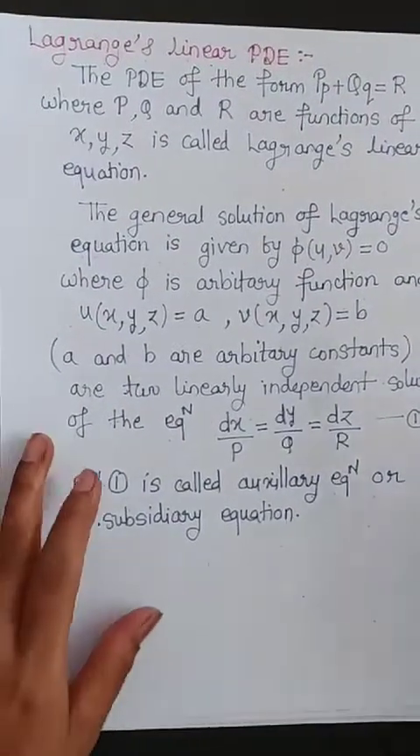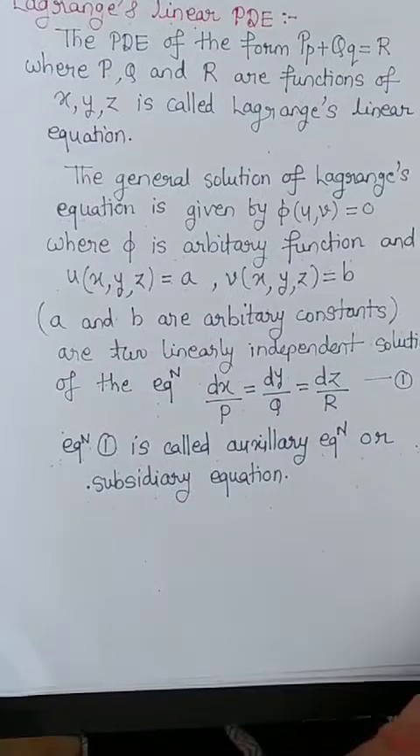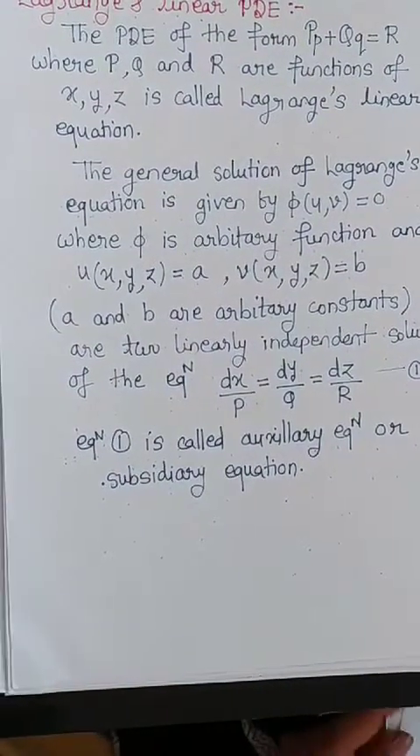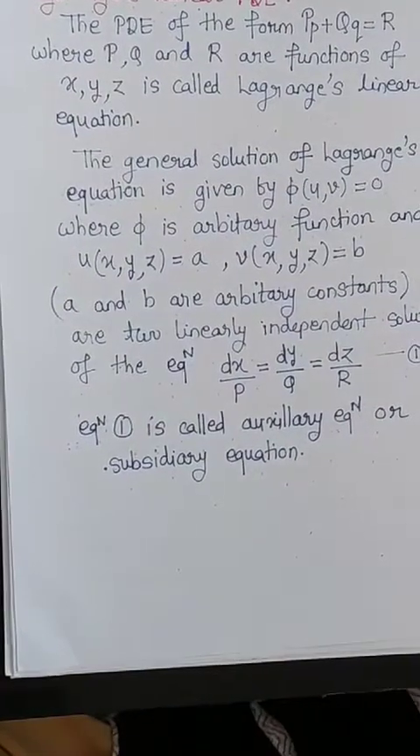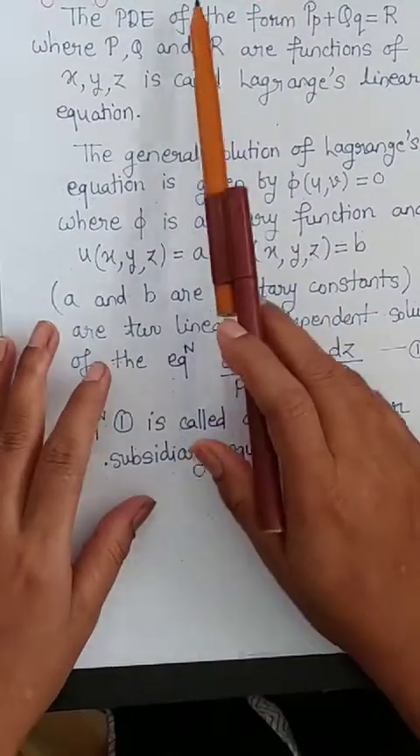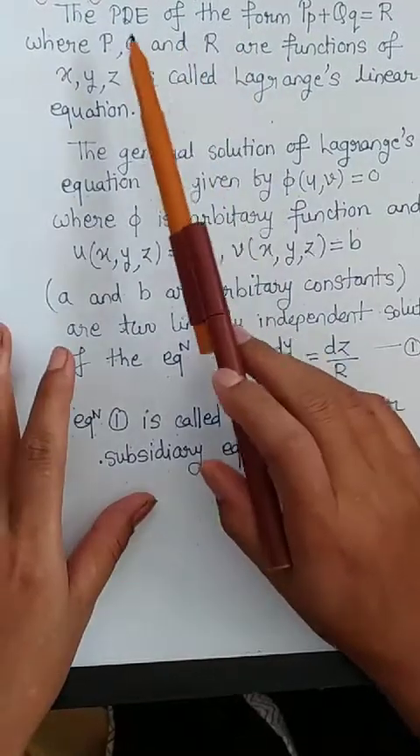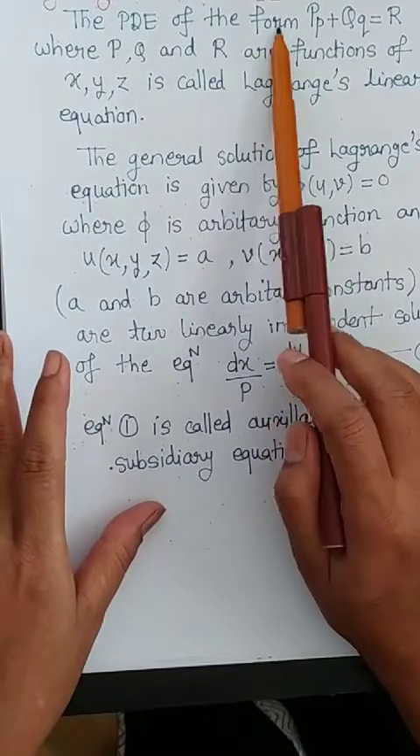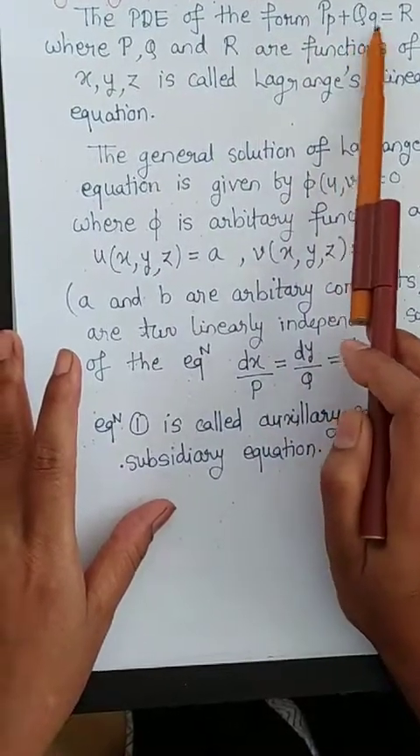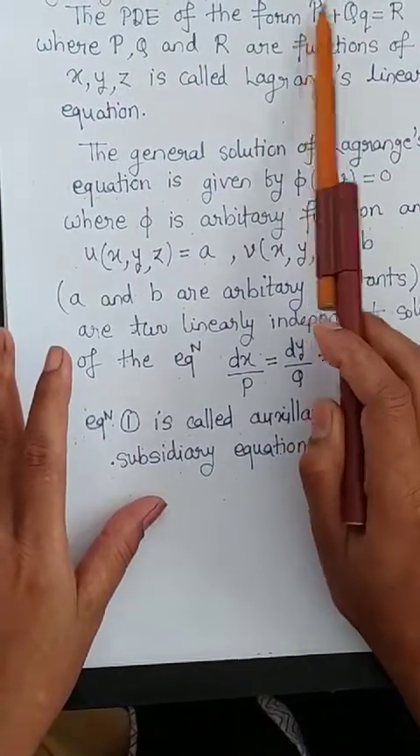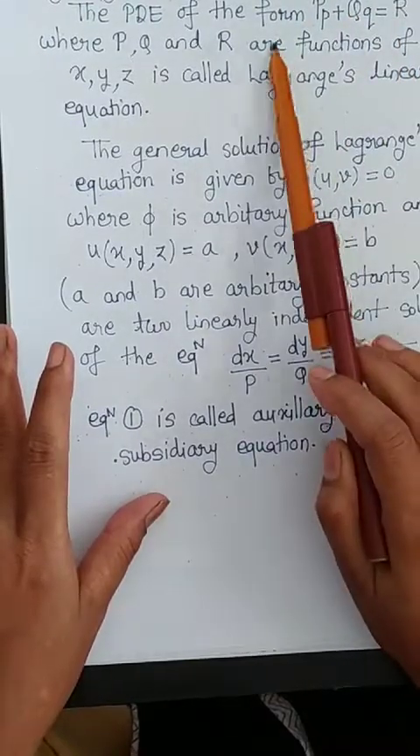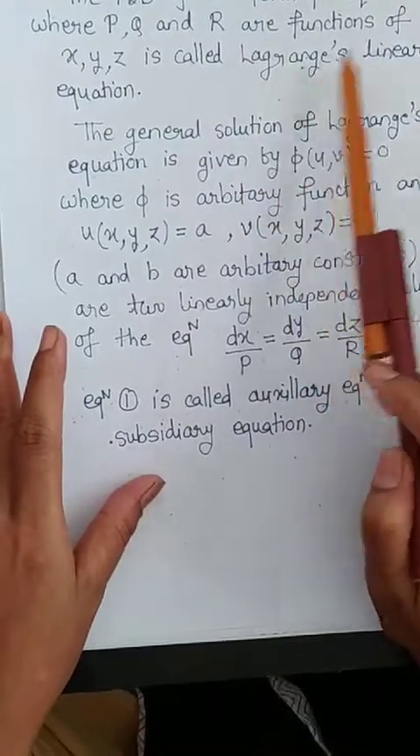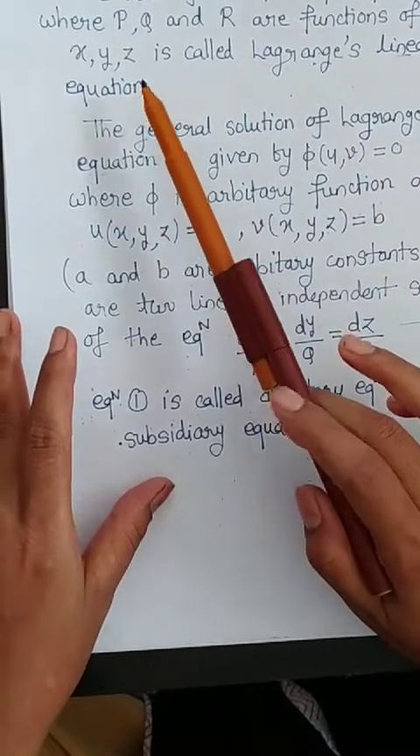Okay. Now, let us move on to the next concept, that is, linear partial differential equation of first order, first degree, right? So, it is called Lagrange's linear partial differential equation. The differential equation, obviously partial, of the form Pp plus Qq equal to R, where capital P, Q, R are functions of x, y, z, is called Lagrange's linear equation.